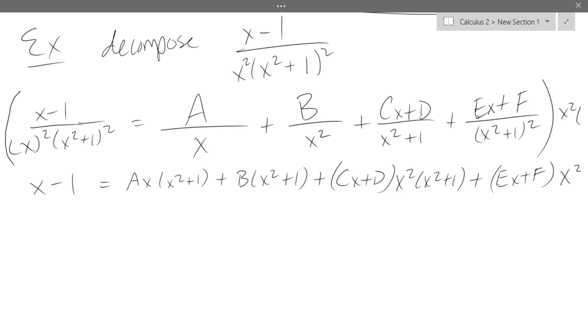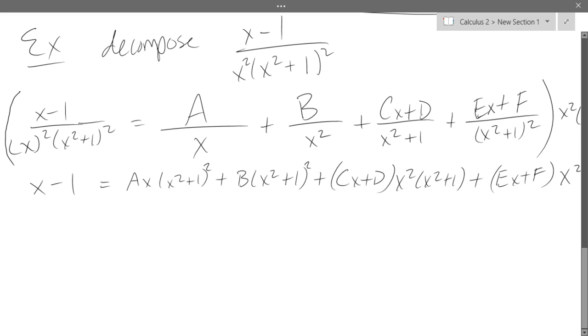Is there another question? You just answered it. All right. So like the x squared plus 1, should that be squared? Yes, those should be squared first and not there.